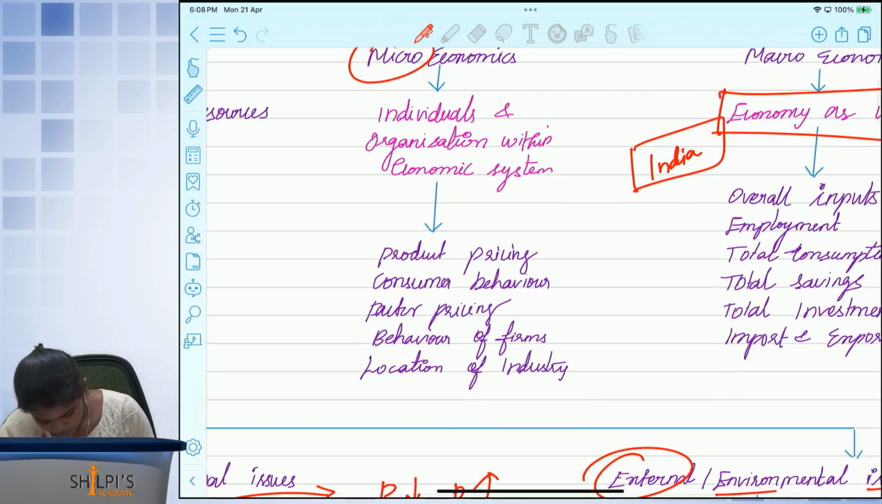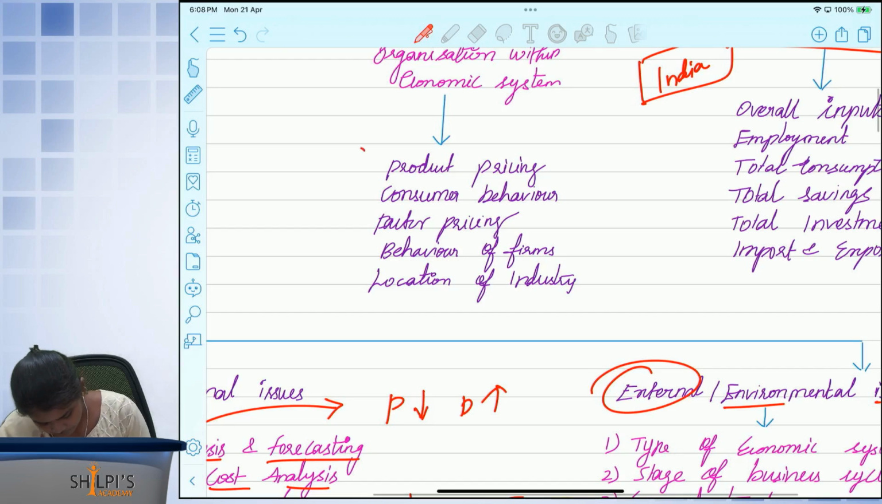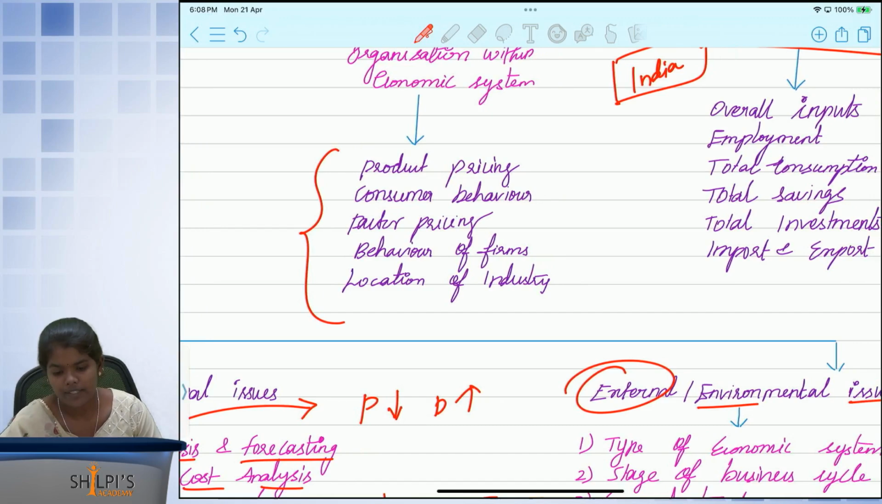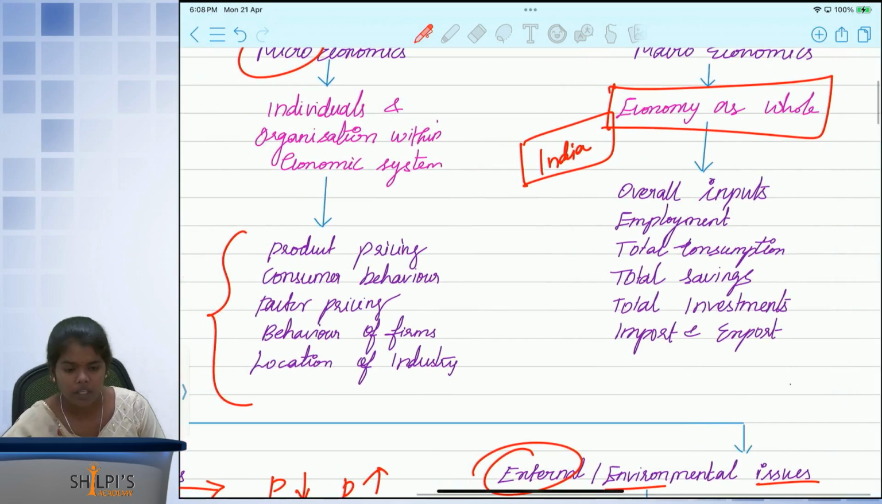And in microeconomics, product pricing, consumer behavior, factor pricing, behavior of a firm and location of the industry, these items will be covered. And in macroeconomics, overall output of a particular region or else a particular state, employment opportunities, total consumption, total savings and total investment, export and import.